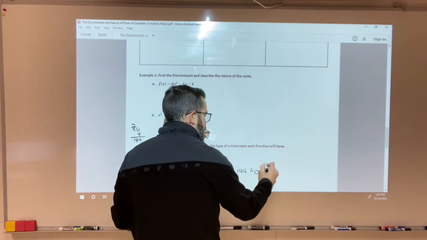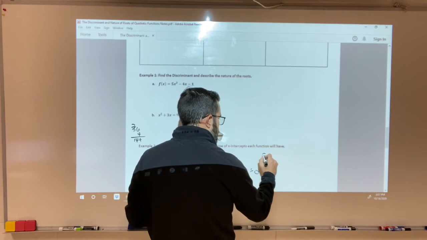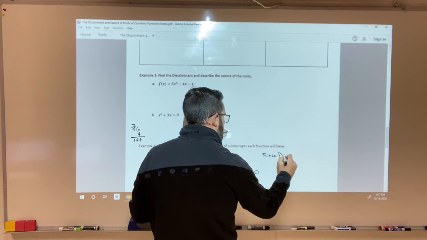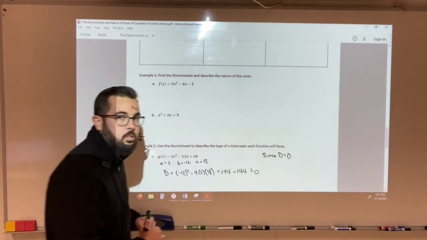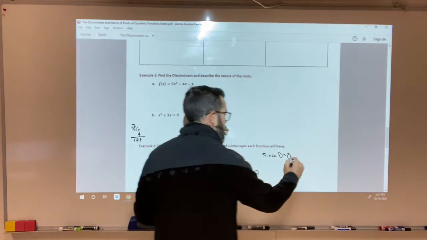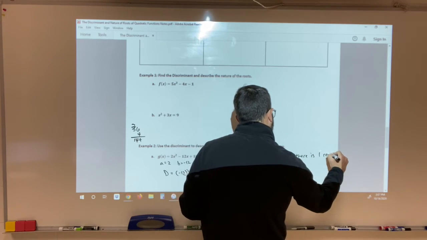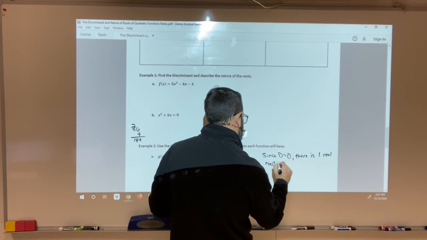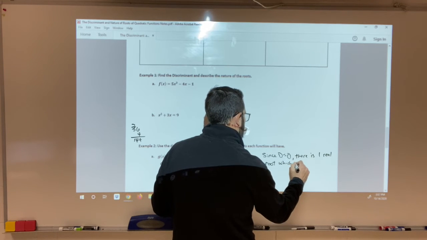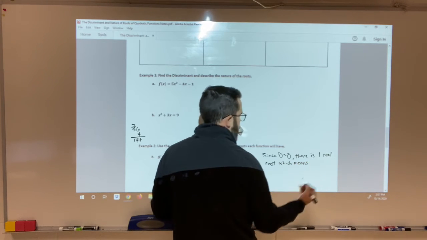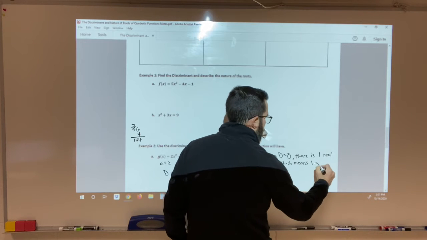Okay? So, since capital D is equal to 0, since the discriminant is 0, there is 1 real root, which means 1 x-intercept.